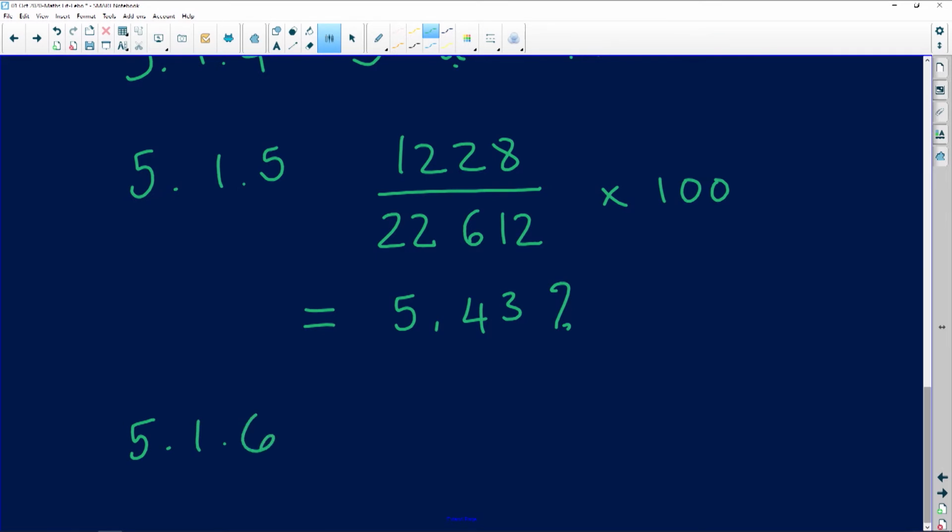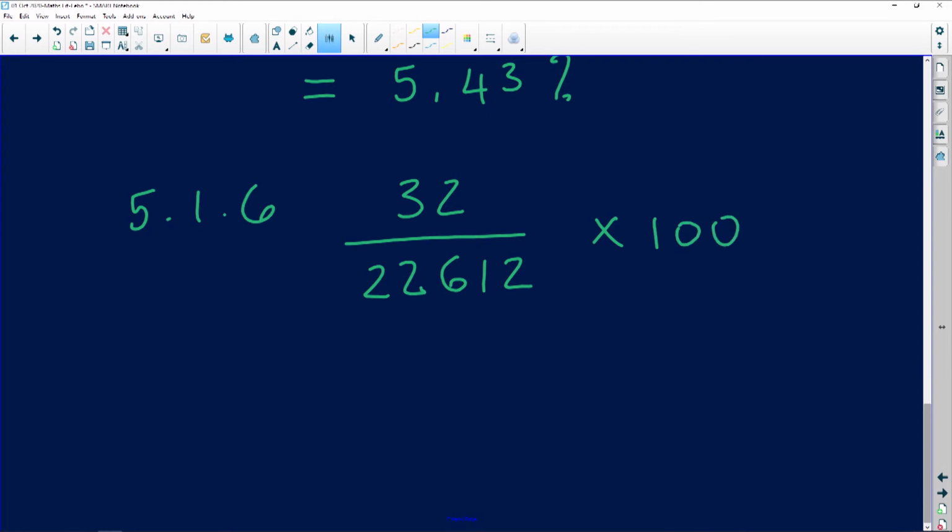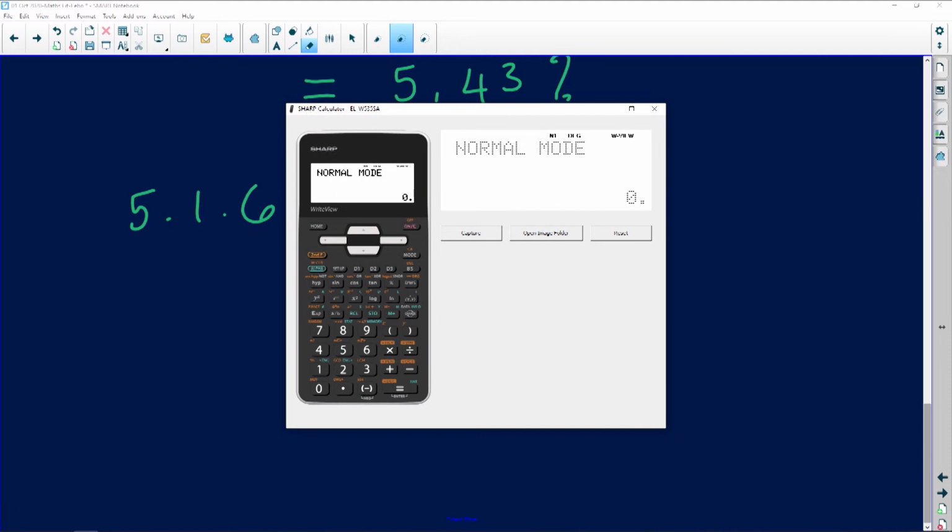5.1.6. That's going to be 32 all over 22,000 because it's South Africa. Times 100 because we want the, oh, no. Let's be careful with that one. It doesn't say that we need to leave it as a percentage. But let's see if we can make it in simplest form.